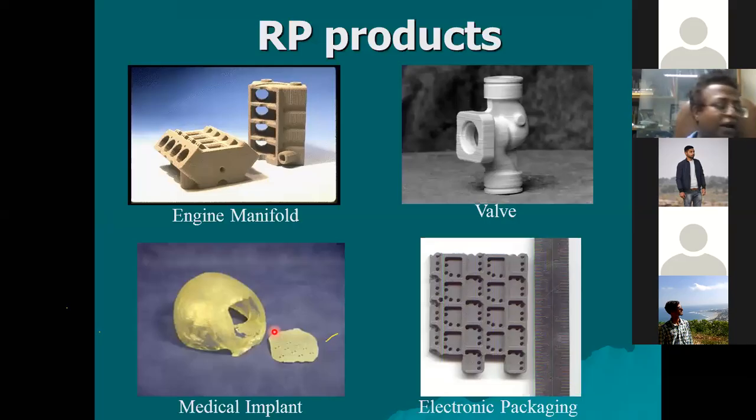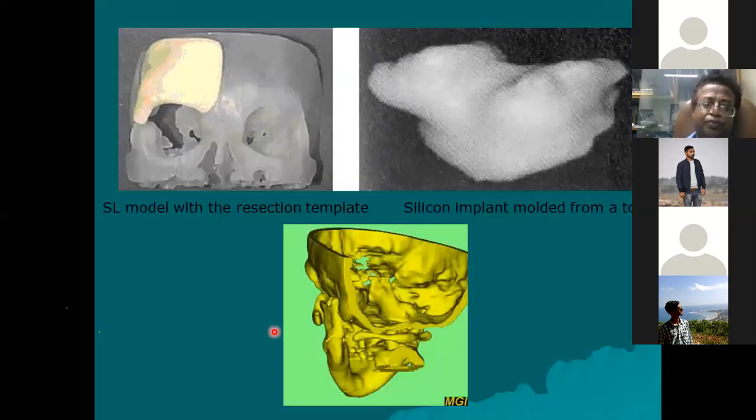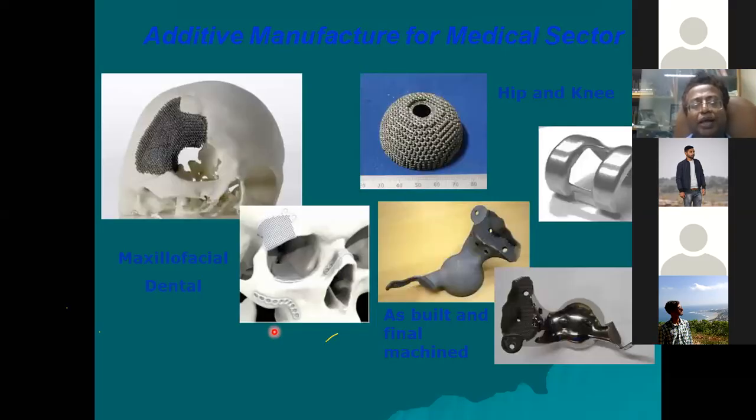So now I'll move a little fast because you can see the examples. These are some components which have been produced using 3D printing. I'm not explaining, you can understand on your own. And here you can see there are some biomedical components which have been developed. These are metallic components, very important. These are implants. This is made by electron beam additive manufacturing.